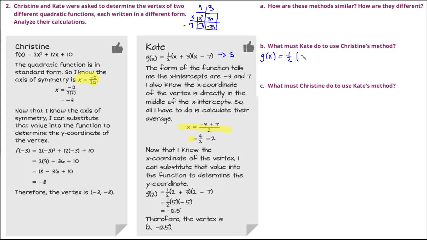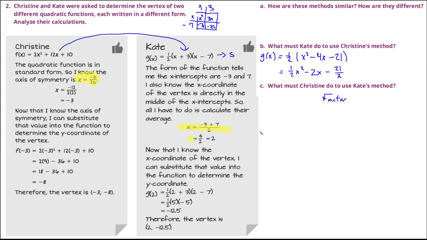And so x squared minus 4x minus 21. And then multiply that negative 1, or that 1/2 through, gives you 1/2 x squared minus 2x minus 21 halves. But Christine, if she wants to use Kate's method, she's going to have to factor.